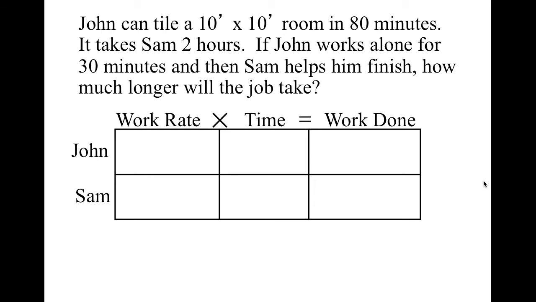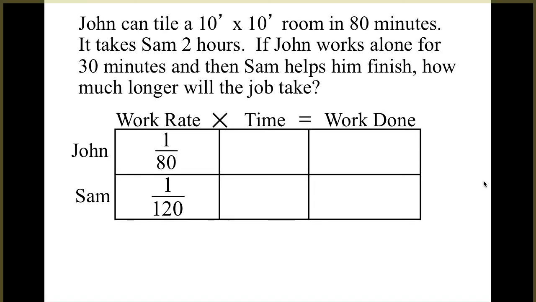Now, John can do one job in 80 minutes. Sam can do one job in 120 minutes. The combined time, we don't know what it is. But what do we know about John? What else does he do? We know they both work together for a certain amount of time. Let's say that unknown amount of time is X. But John does something a little bit different. They both work for X amount of time, but John works for 30 minutes longer. So how am I going to show that? With a plus 30.